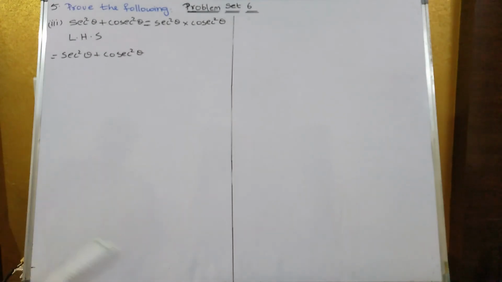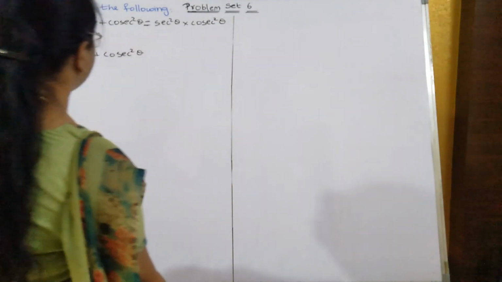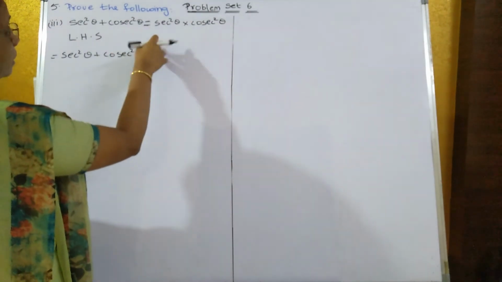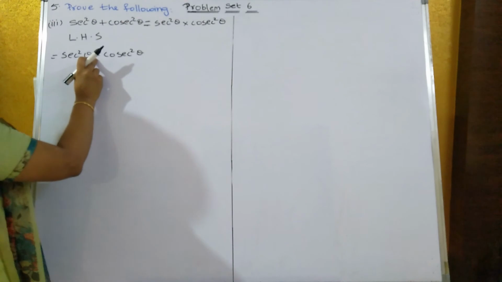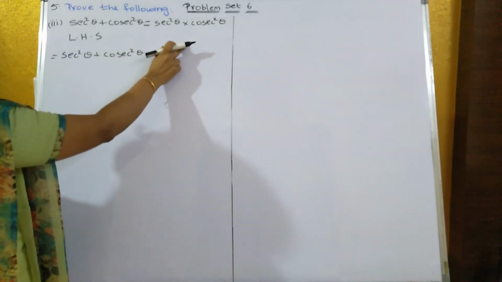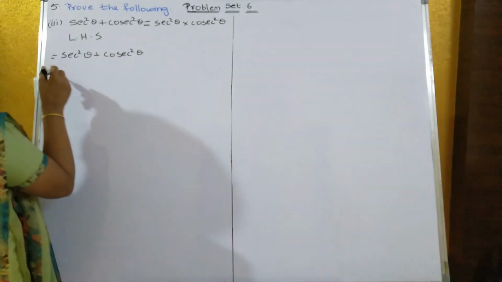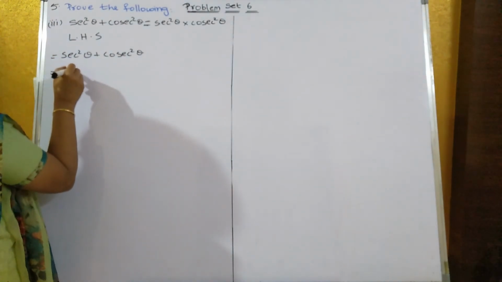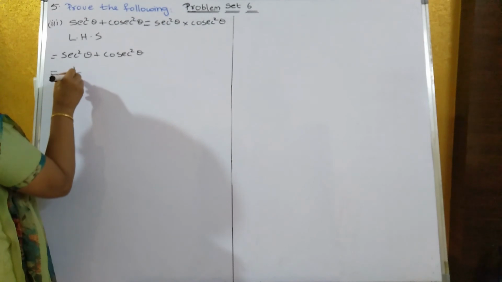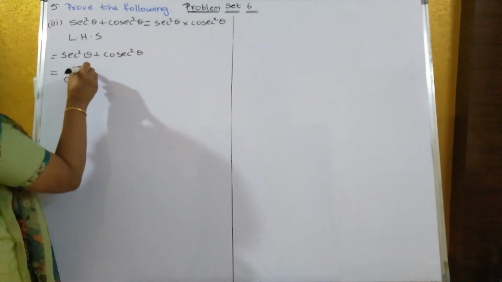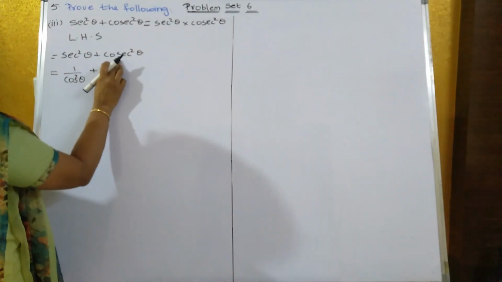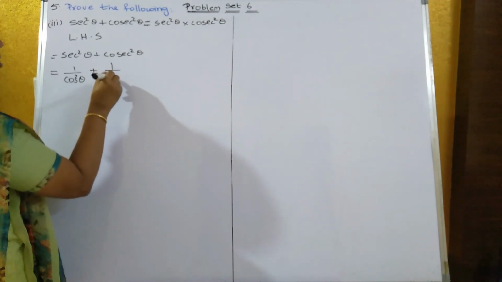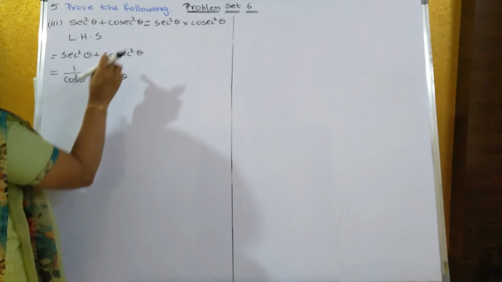Now third sum, LHS is given: sec square theta plus cosec square theta. We have to prove that it is equal to sec square theta into cosec square theta. Now what is sec theta? 1 upon cos theta. So you'll get what? 1 upon cos square theta. Why? Because this is also square. Same way over here. Cosec theta is what? 1 upon sine theta. So here you'll get 1 upon sine square theta. Why? Because here also it is square.